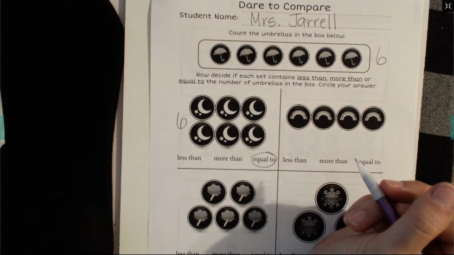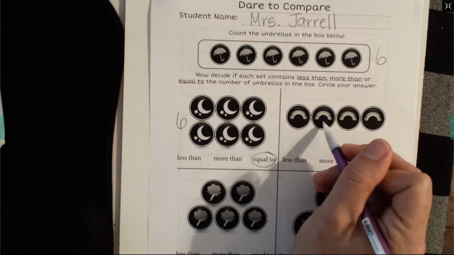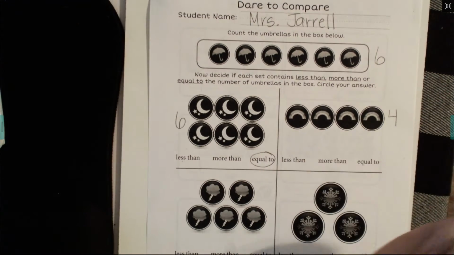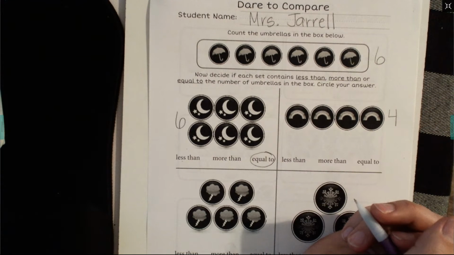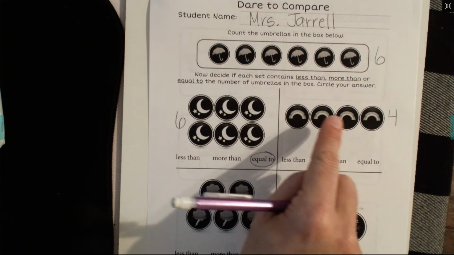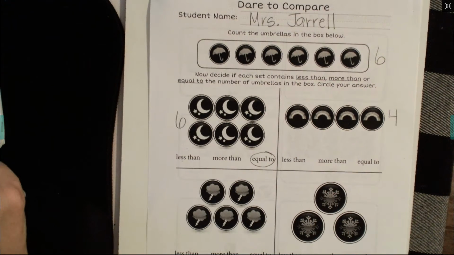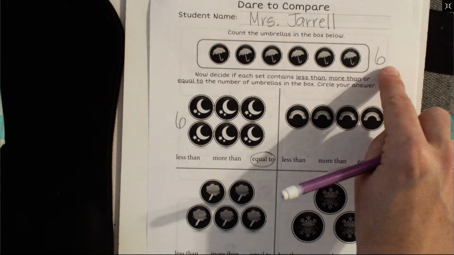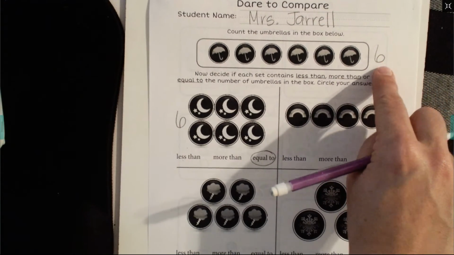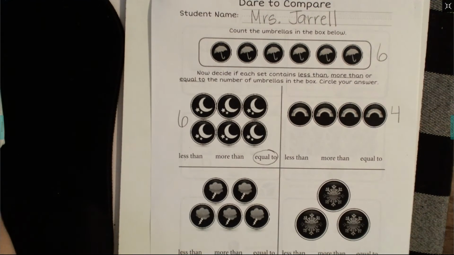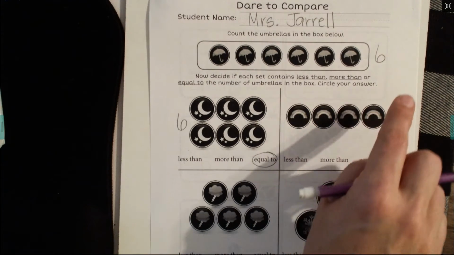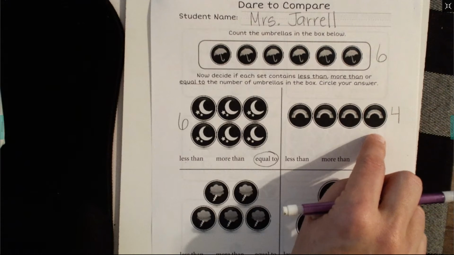Okay, let's move on to our rainbows. We have 1, 2, 3, 4. So I'm going to write my number 4 over here on this side. Now, which group looks like more? If we're just looking at this one and at this one, which one do you think looks bigger? Okay, now let's look at our numbers. Which one is bigger, the 6 or the 4? Yep, I think the 6, this group of umbrellas, looks bigger than this group of rainbows. And I know that 6 is more than 4.